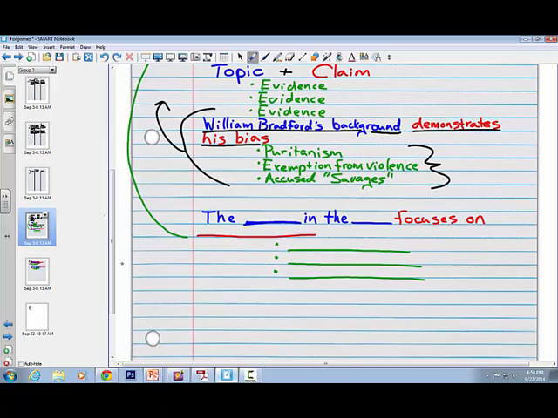So in conclusion, here's what I want you to do with this information, right? You are going to review the prompt, talk about how you're going to structure your essay so that it makes sense, right? Figure out how you're going to organize your information, what you want to prove about William Bradford's thing. Now you're conducting analysis.